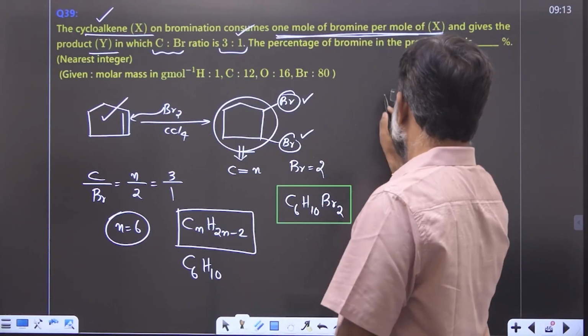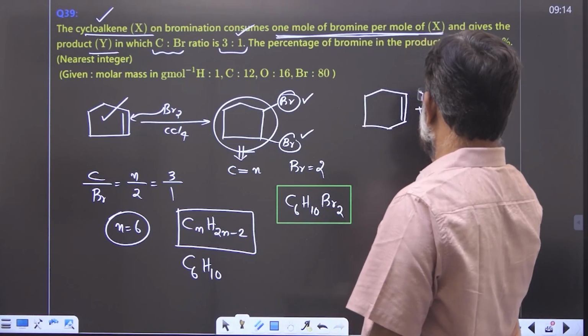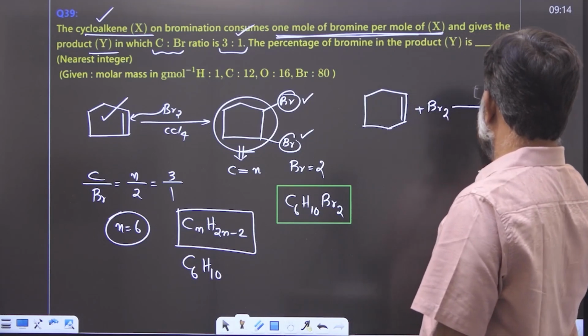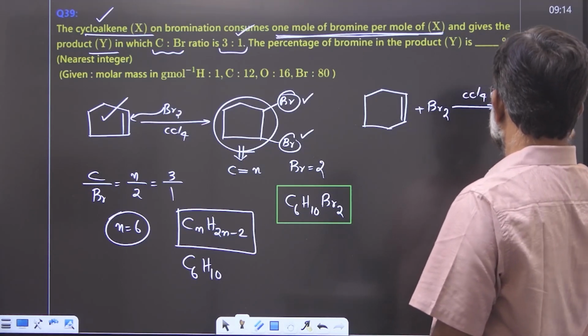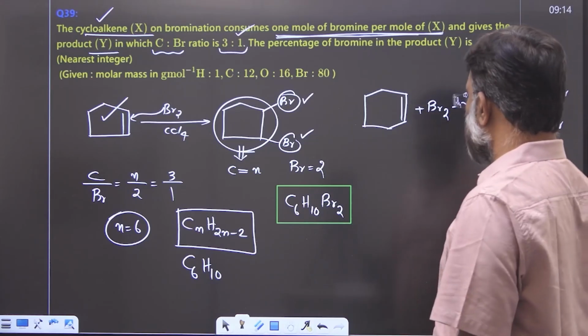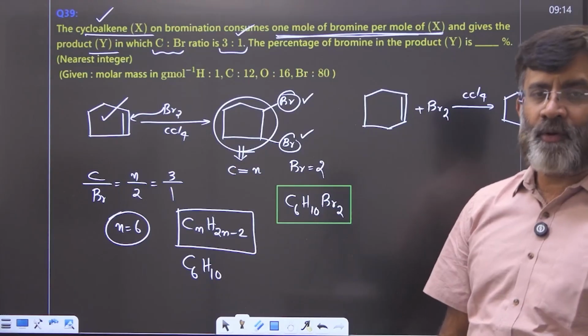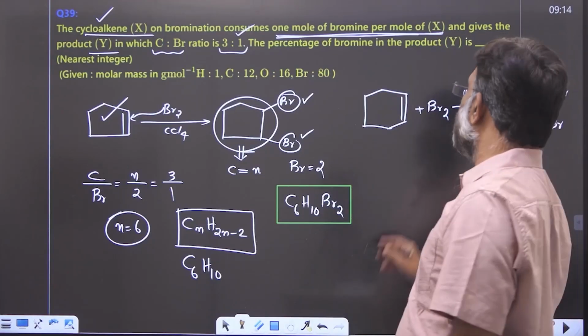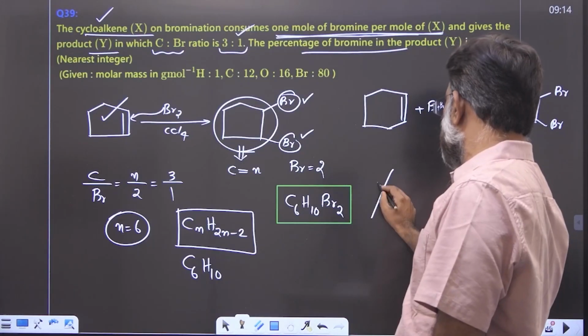Cyclohexene plus Br2 in CCl4, you get a 1,2-dibromocyclohexane. And this is the molecule we are talking about. And the question is, what is the percentage of bromine? How to find the percentage of bromine?